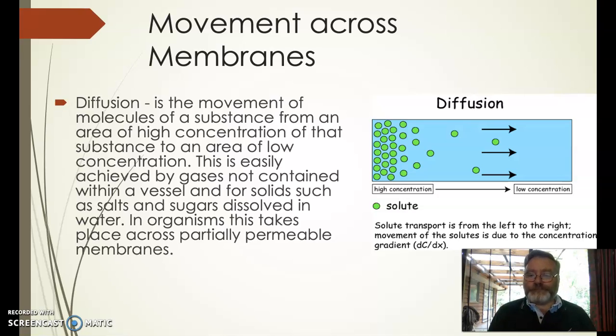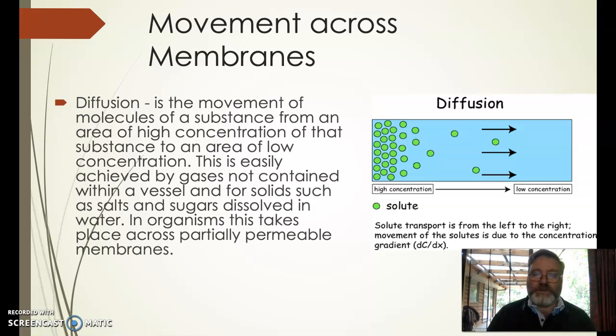So how do you get things across a membrane? Well, membranes, therefore, are partially permeable. They allow some stuff through. And as I've already discussed, they allow small stuff, very small stuff, like oxygen and carbon dioxide, to cross. And this requires them to move by diffusion. Of course, they also allow things that are lipid soluble to move across by diffusion.